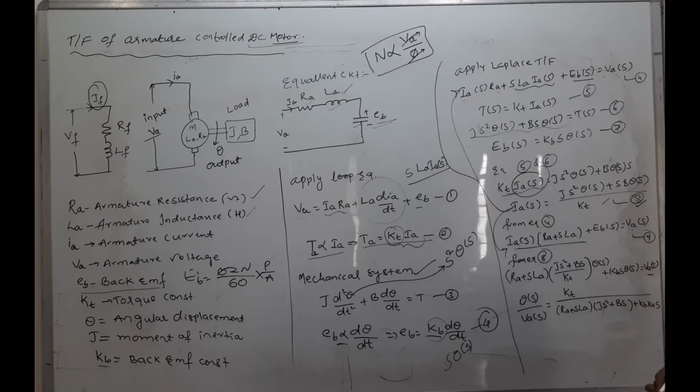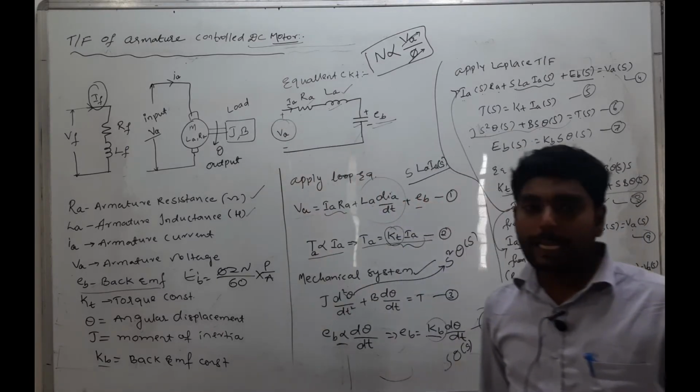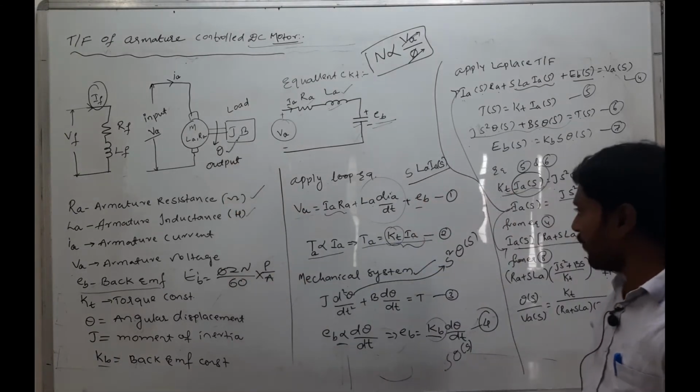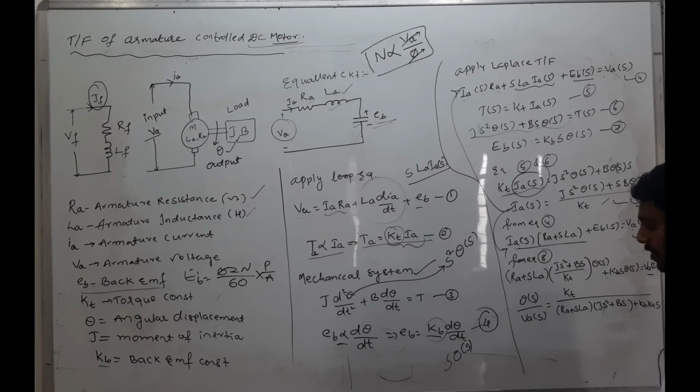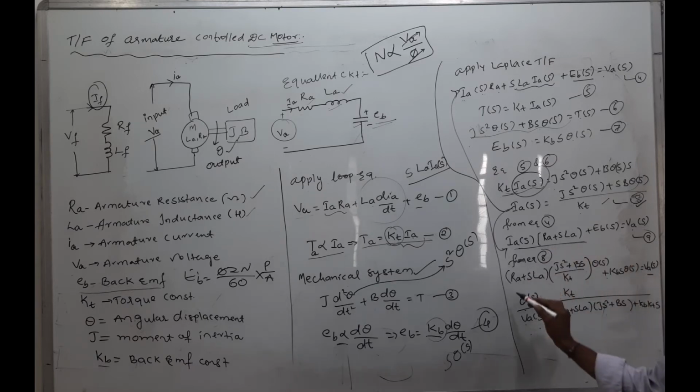Okay. From this equation we will get the transfer function. This is the input, but what is the output? Output is theta. So the transfer function is the Laplace of output by the Laplace of input, that is theta of S by VA of S. From this equation we get KT by RA plus SLA into J S square plus B S plus KB KT S.